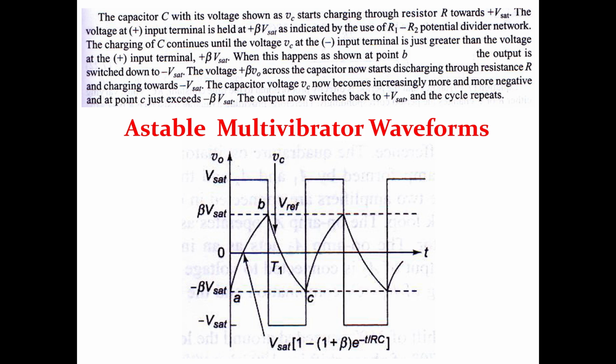The voltage beta V naught across the capacitor now starts discharging through resistor R and charging towards minus V saturation. The capacitor voltage VC now becomes increasingly more and more negative, and at point C just exceeds minus beta V saturation. The output now switches back to plus V saturation and the cycle repeats.